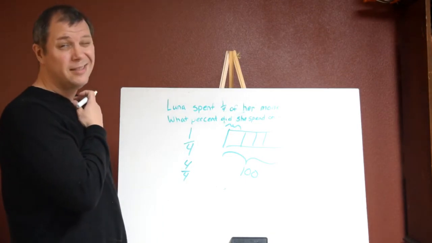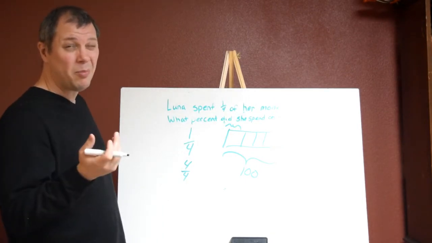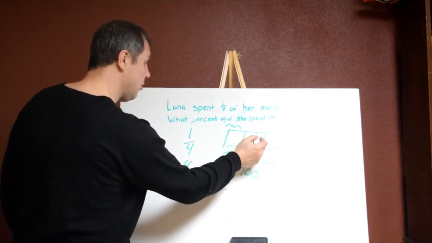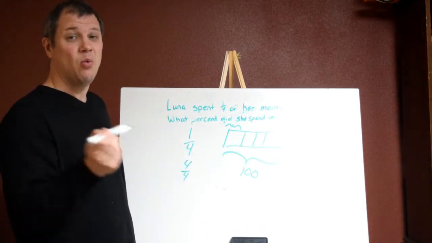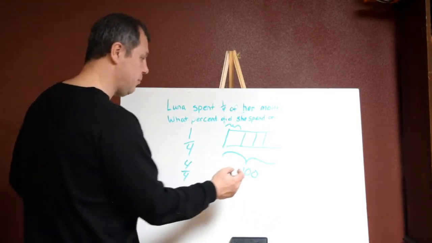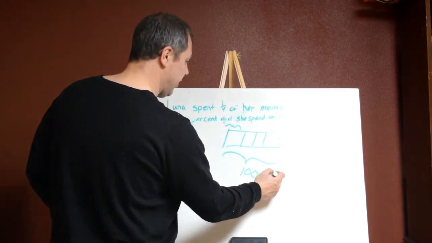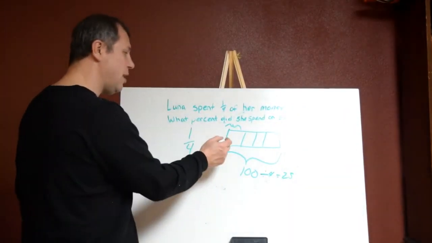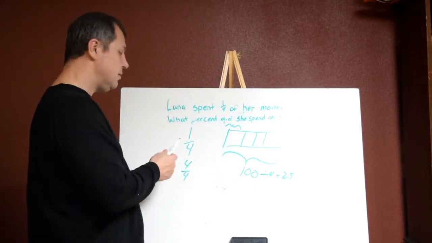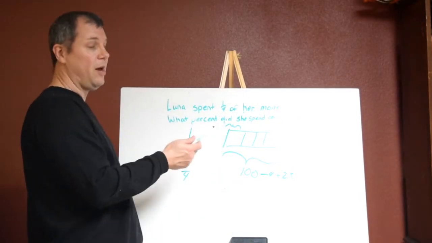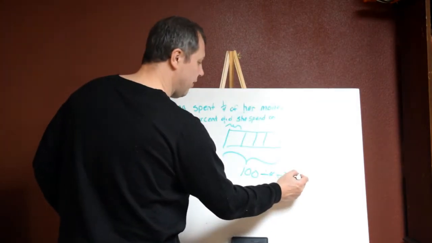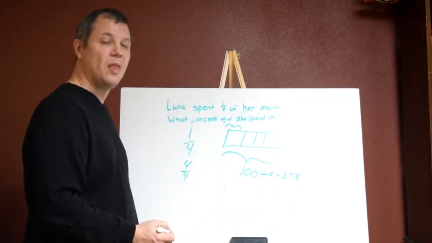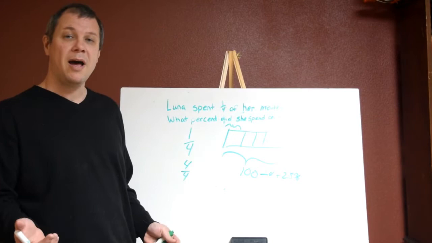So the way I do this then is I take the total number of parts, which is 1, 2, 3, 4, and I divide 100 by those parts. So 100 divided by 4 equals 25. So 1 part equals 25. Since I only need to know 1 part, my answer is 25%. That's how you do it using a model.